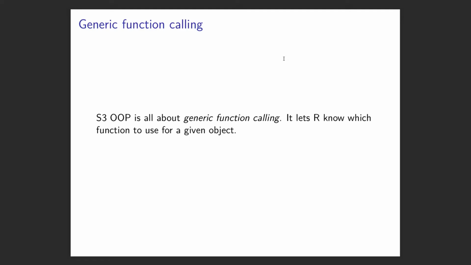So generic function calling is the proper name. You create these functions called generics, and then when you pass it an object, the first thing R does is ask, what sort of object is it? Now I go to my list of the generics to find the appropriate thing to do. Okay?